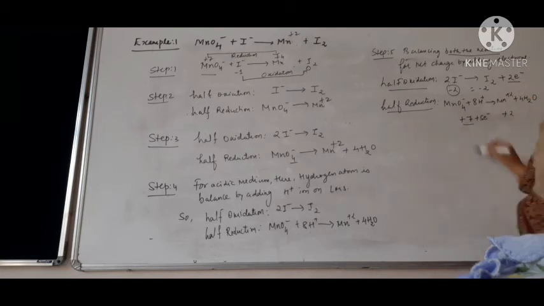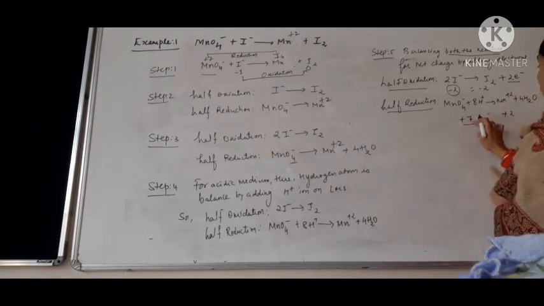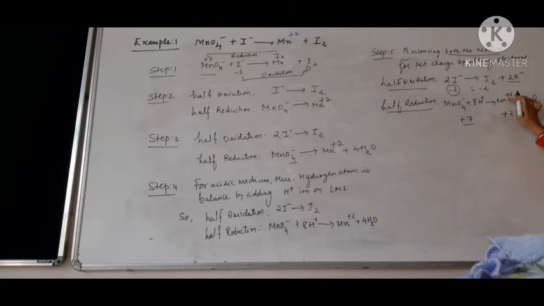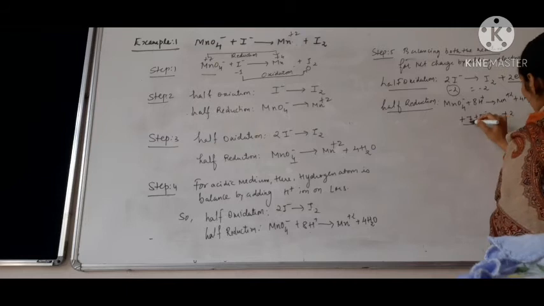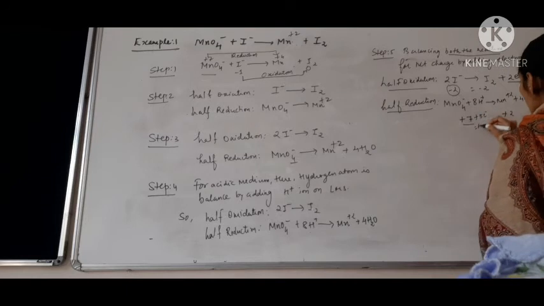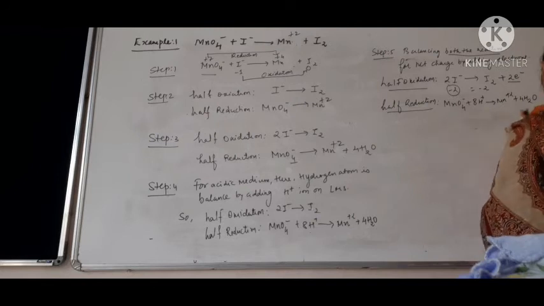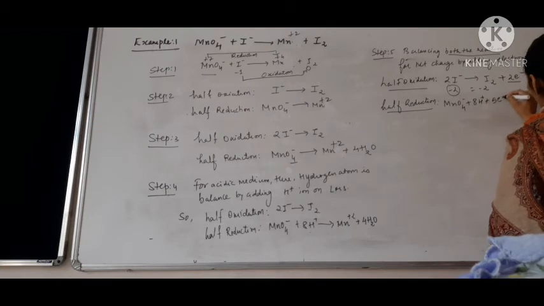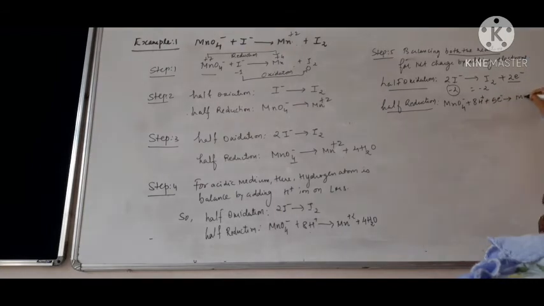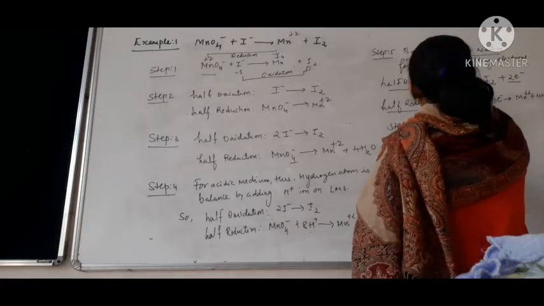For the reduction, the total charge is 7 minus 1 plus 8, that is 8 minus 1, so plus 7. On the right hand side we have plus 2. So we are adding 5 electrons: plus 7 minus 5 becomes equal to plus 2. So the overall net charge on both sides is balanced by adding 5 electrons. We are adding 5 electrons to the left hand side, which gives Mn plus 2 and 4H2O.